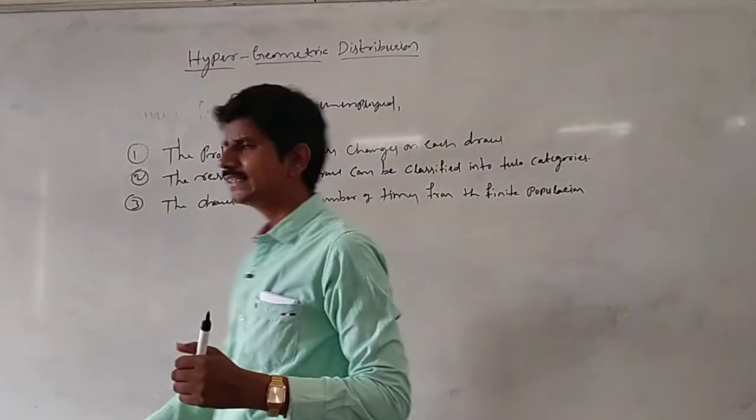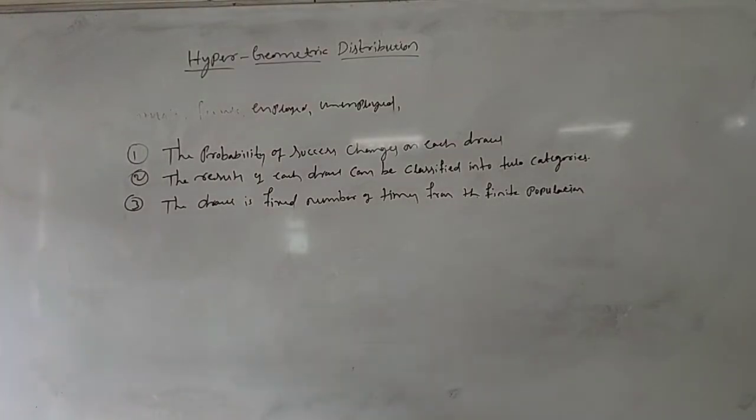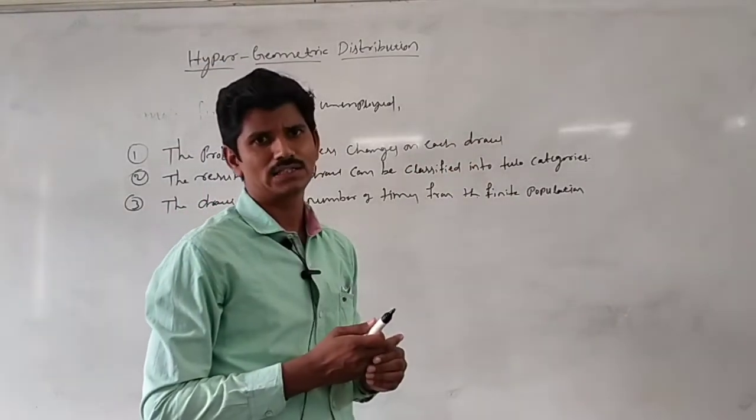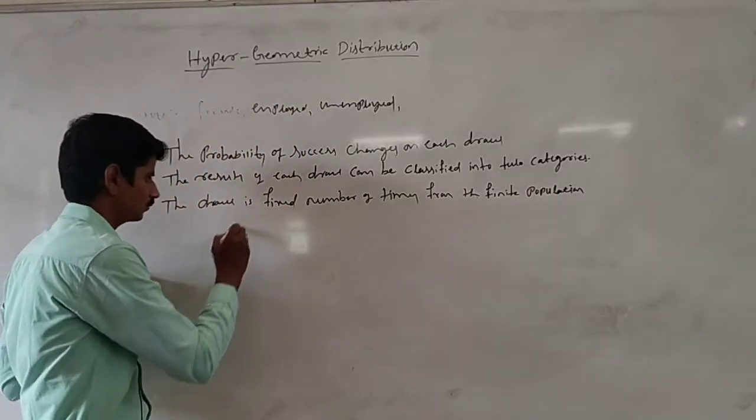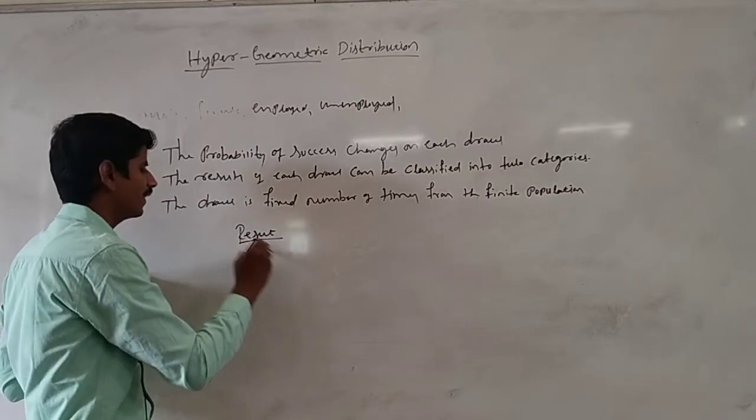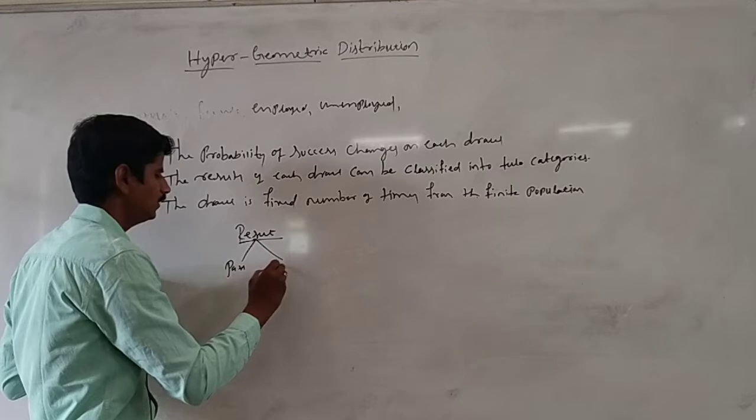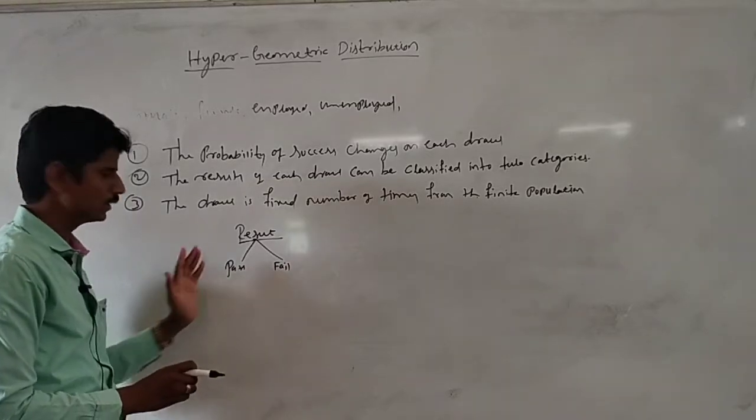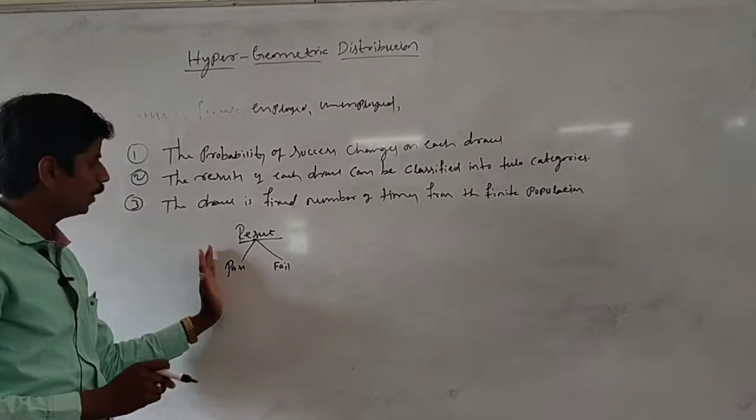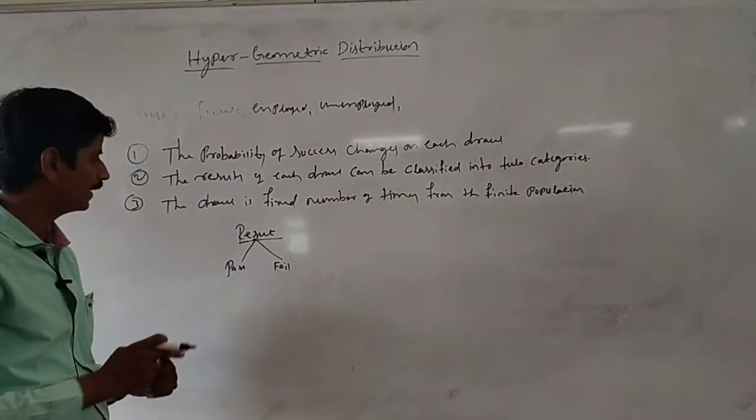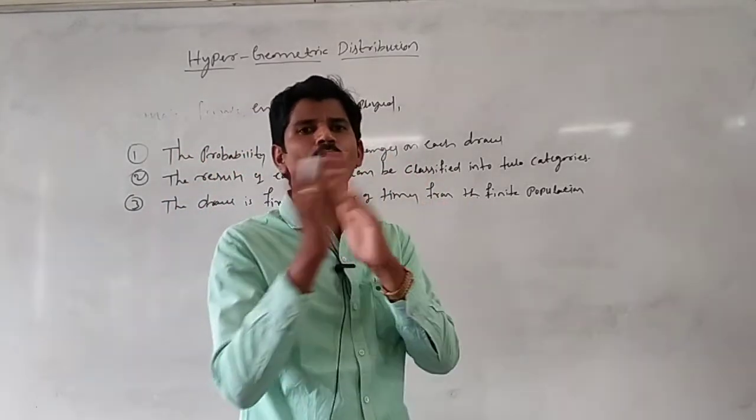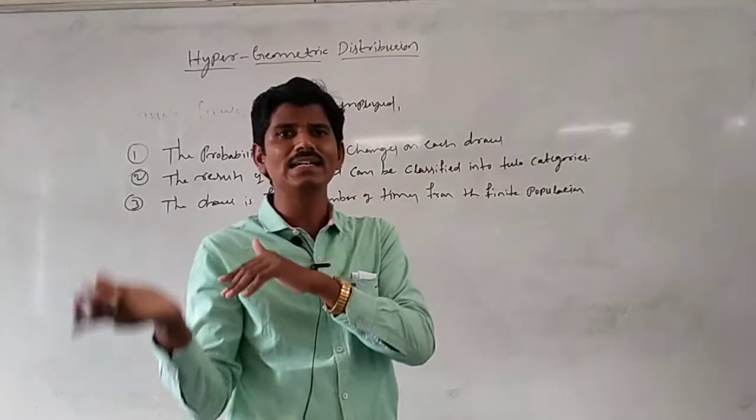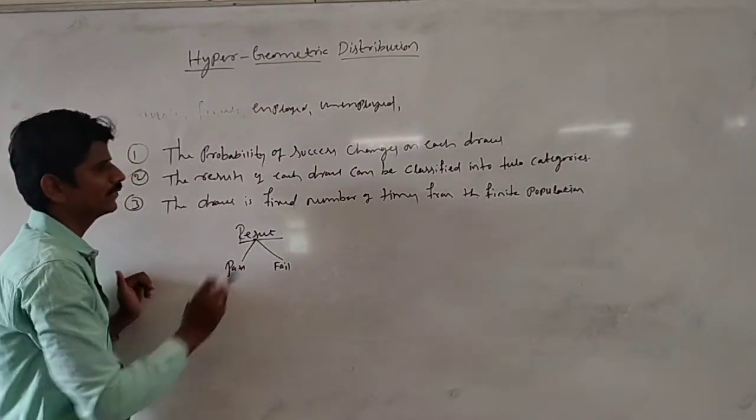The second condition is that the result of each draw can be classified into two categories. The result can be classified into pass or fail, one is pass and another is fail. Or people can be classified into men and women. Or literacy can be classified into literate and illiterate. The results of each draw can be classified into two categories.